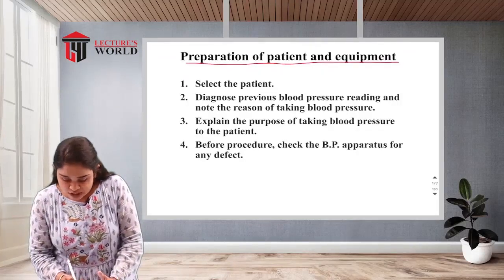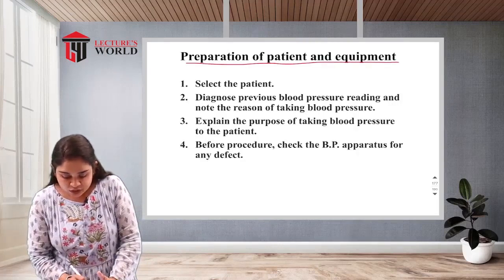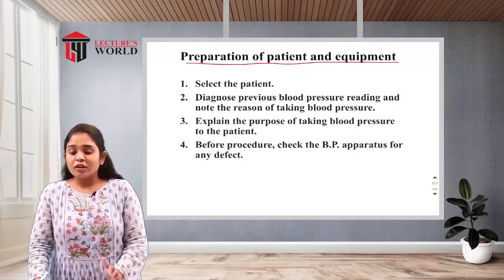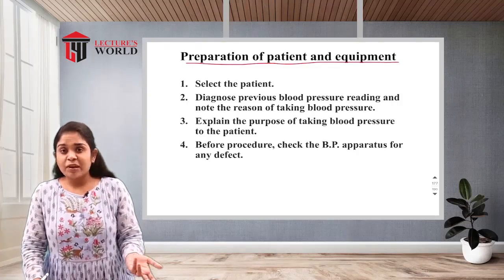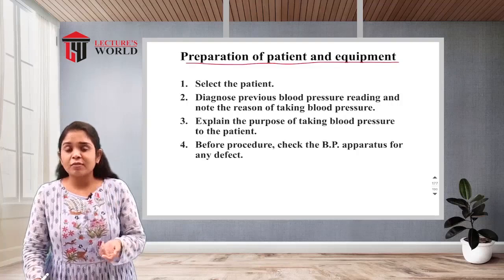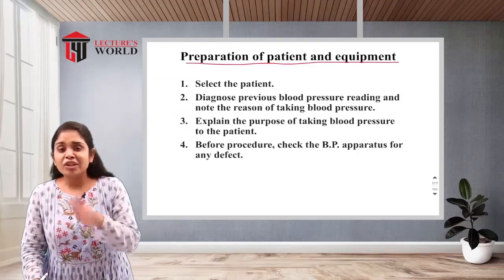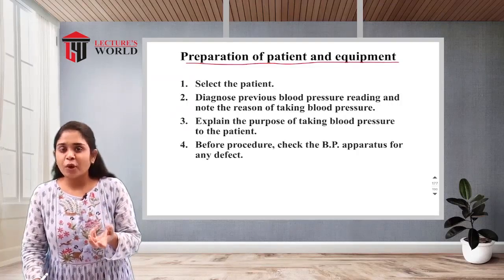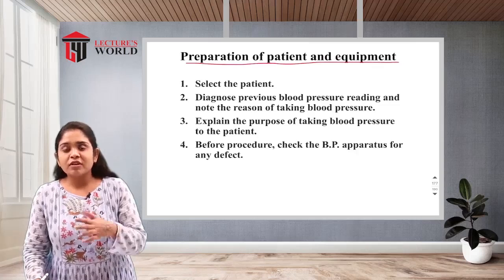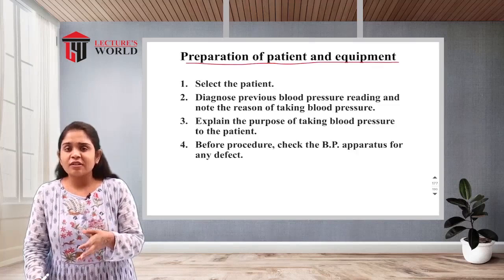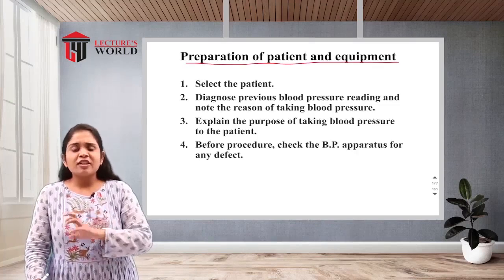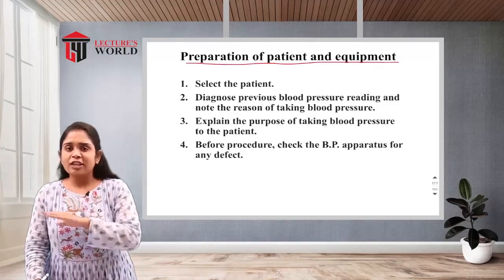So before the procedure, check the BP apparatus for any defect. Make sure that if you are going to check the blood pressure for the patient, you check the BP apparatus first, because sometimes the mercury won't be working properly. It happens if there is any breakdown inside the equipment. So make sure you check the equipment before you take it to the patient.